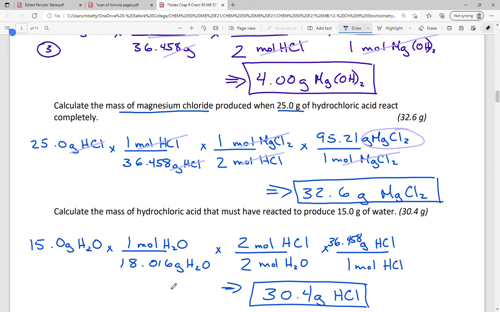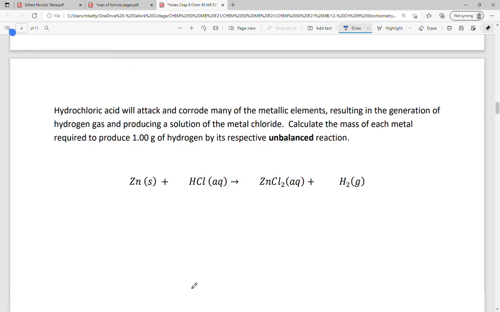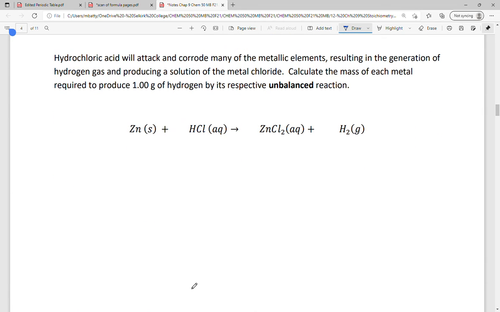All right, so we're going to practice this with 2 more on the other page. This time you have a bit of space to work through. So this one is an unbalanced chemical reaction. We want to figure out the mass of each of the metals in the 2 equations on the page here if we produce 1.00 grams of the hydrogen. So that's what we're looking for to produce that.